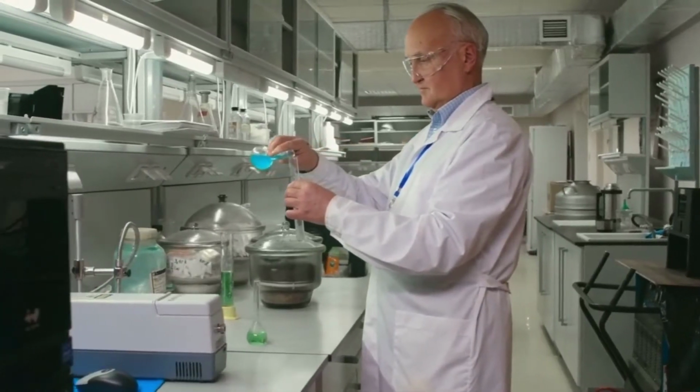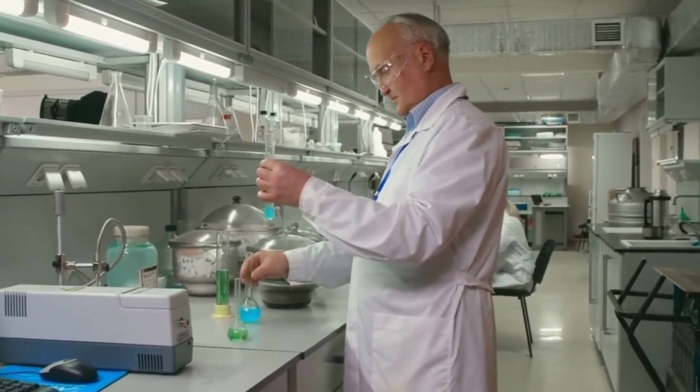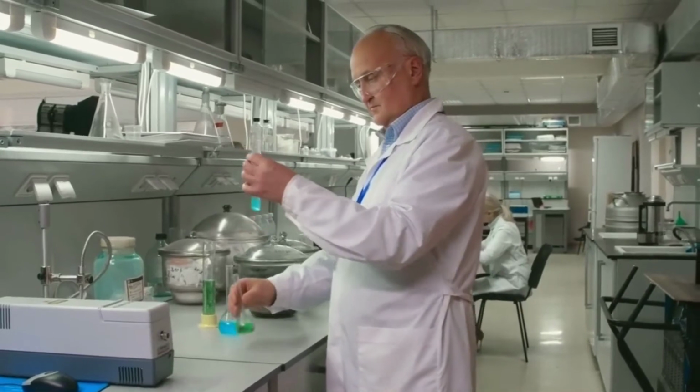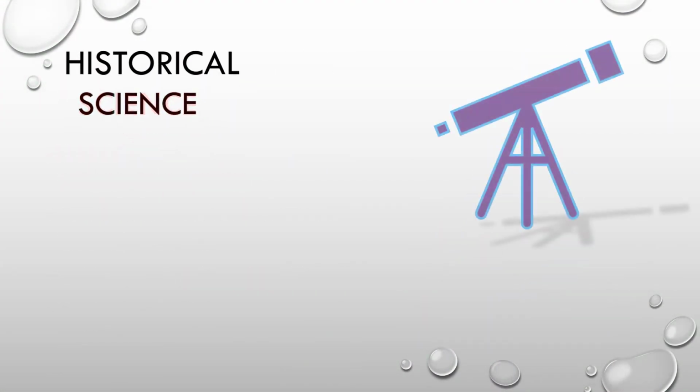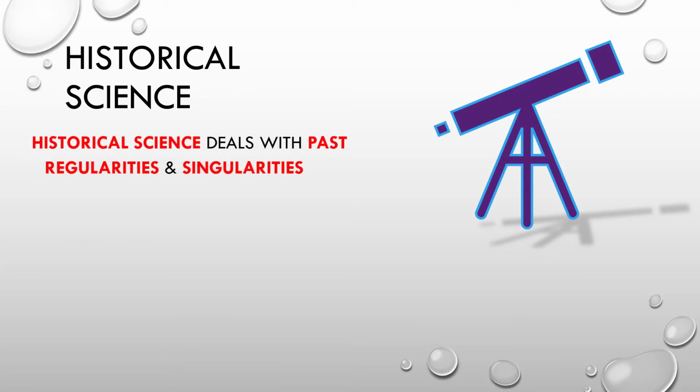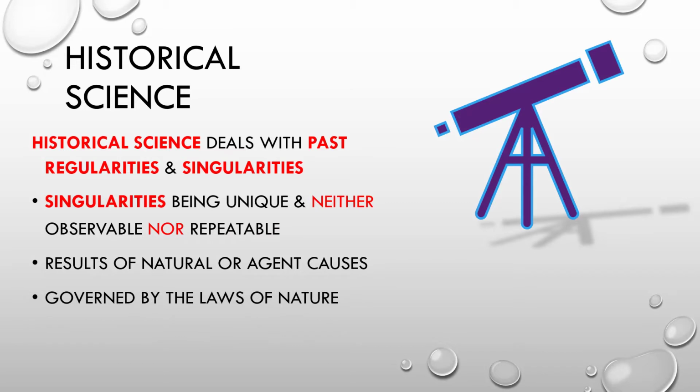Experimentation and hypotheses and testing methods can be utilized because we're dealing with occurrences happening in the present which are readily observable, but this is obviously not the case with past events. Here, we're dealing with past regularities or singularities, situations and phenomena that may or may not have repeated occurrence, singularities being unique and neither observable nor repeatable, and either type being the result of natural or agent causes that were governed by those same natural laws.